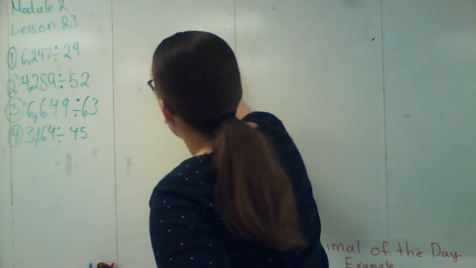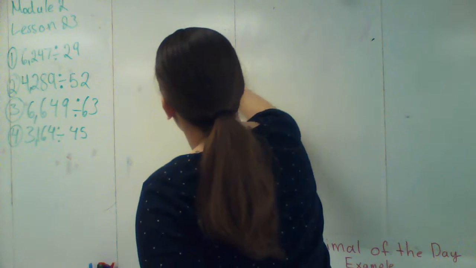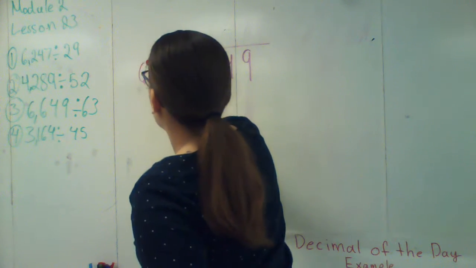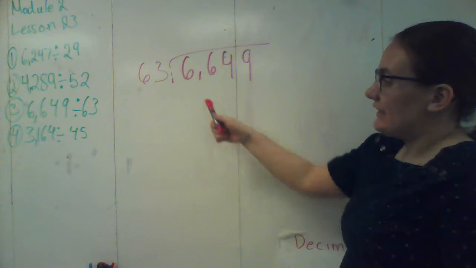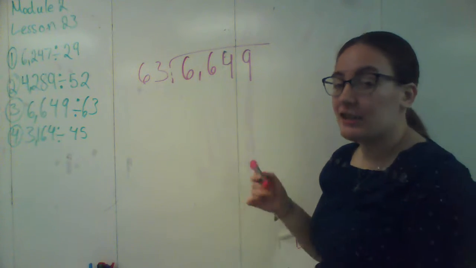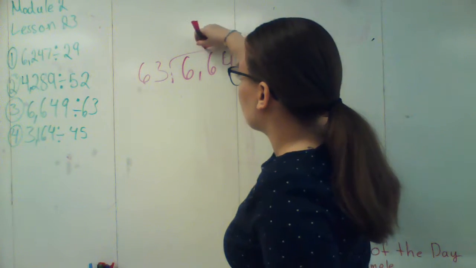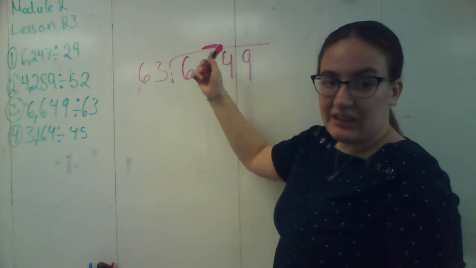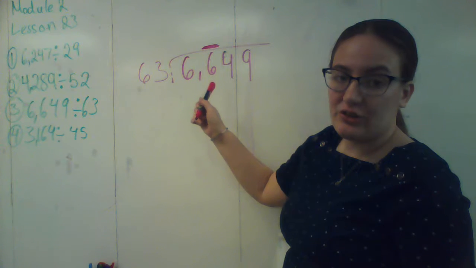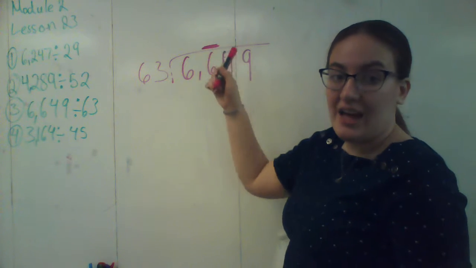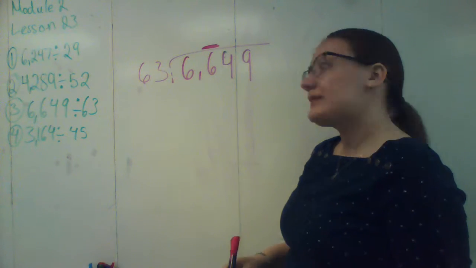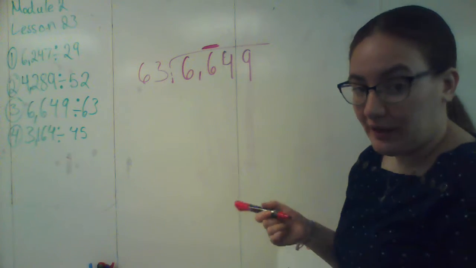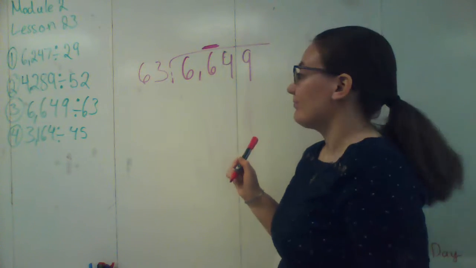So this problem is 6,649 divided by 63. So since 63 can fit into 66, this is probably going to be a 3-step problem. So you're going to want to make sure that you have that line right there to remind yourself that you're trying to go into that hundreds place right now, and then you're going to do all your steps. So go ahead and pause the video, try that on your own, and then I'll unpause it when you're ready to see what I have done.